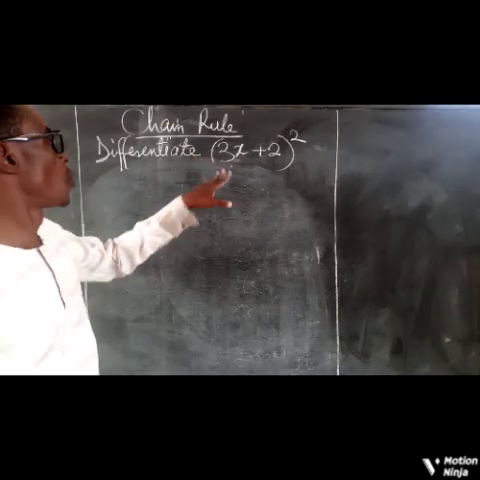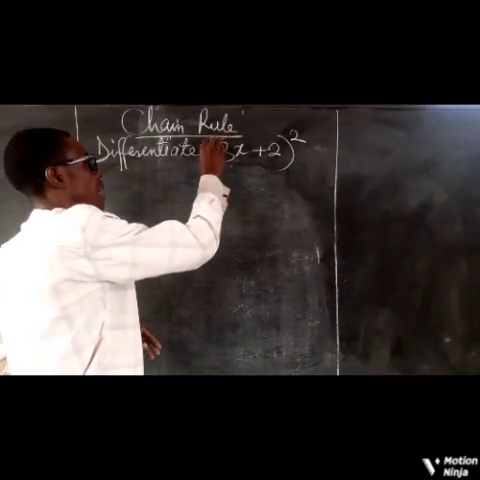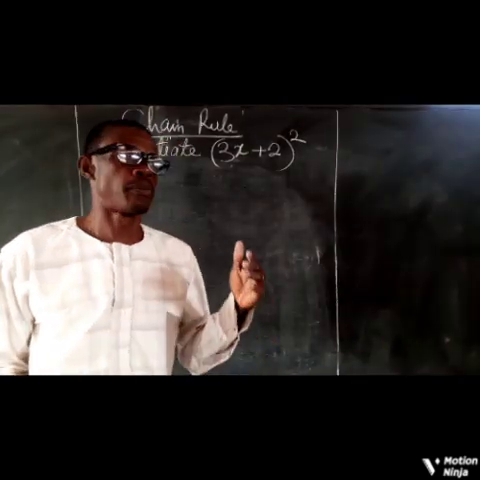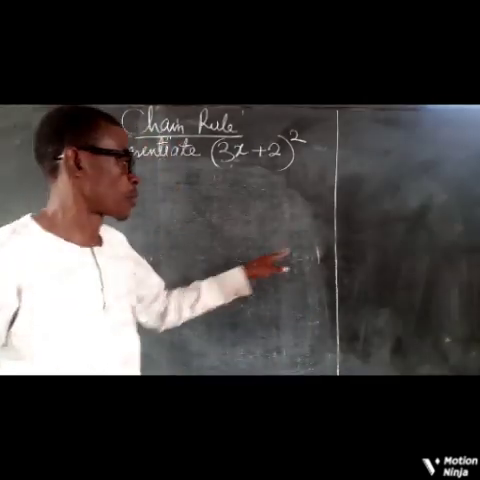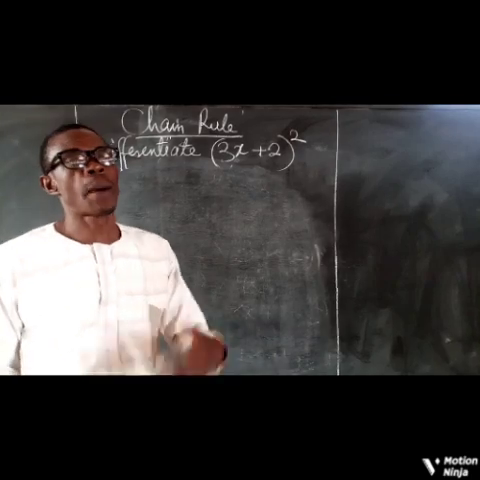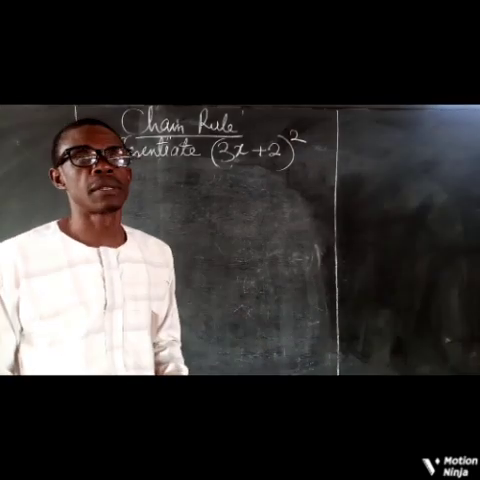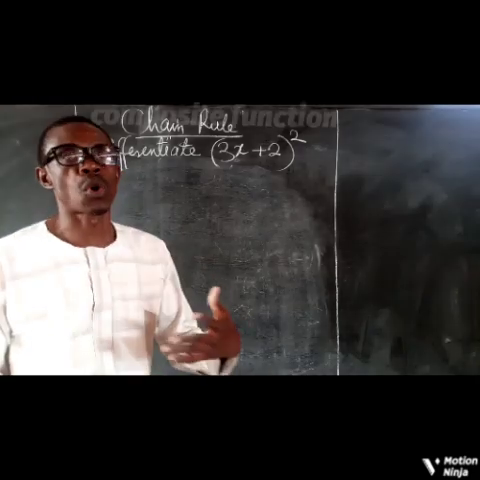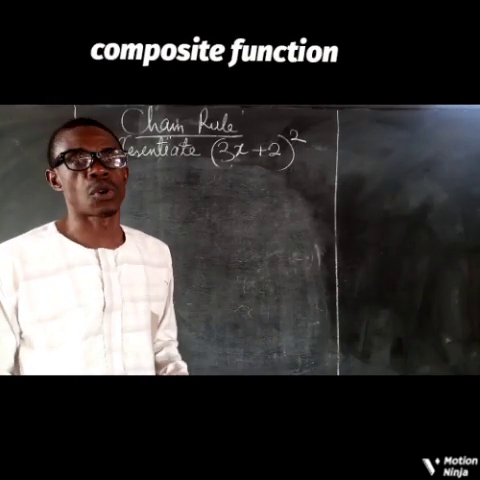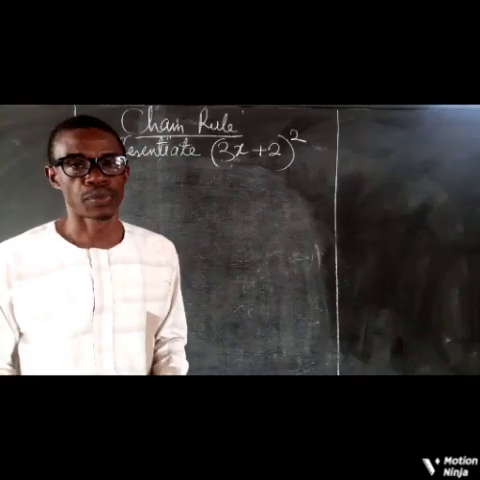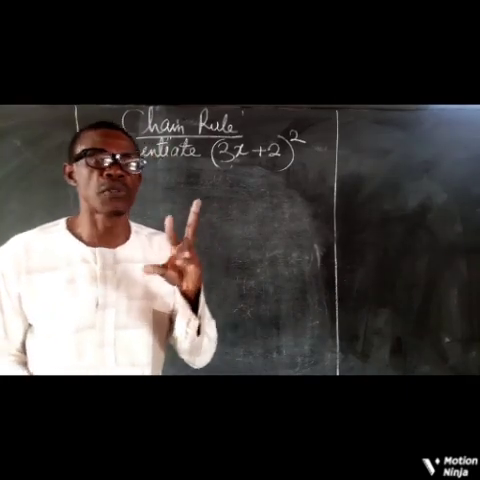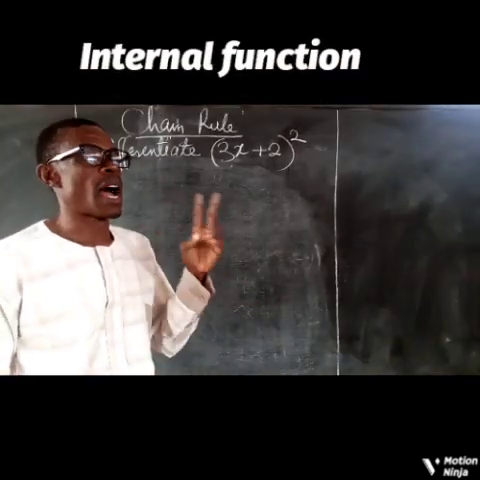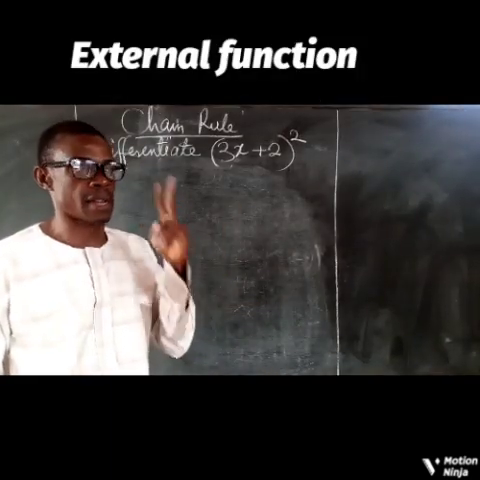So we are looking at the chain rule differentiation pattern or process or protocol. In the chain rule, what we simply try to achieve is to differentiate what we call a composite function or a combined function. In the chain rule, there are two prominent functions: one, the internal function, and two, the external function.